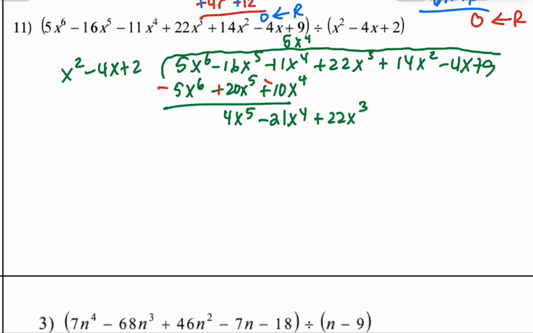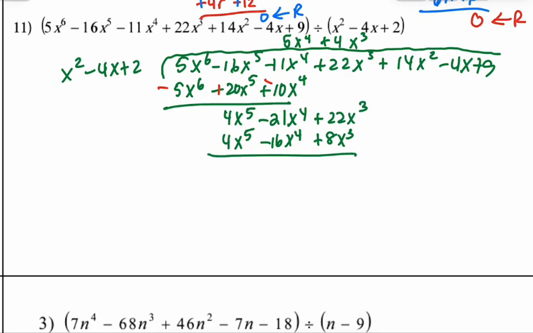Let's do it again. What times x squared would give us 4x to the 5th? Well, we need a 4, and we need 3 more x's. And you should notice our work is going downhill as far as our powers go. Now let's distribute. 4x cubed times x squared is 4x to the 5th. Those first ones should always match, or you didn't do it right. 4x cubed times negative 4x cubed is negative 16x to the 4th. 4x cubed times 2 is positive 8x cubed.